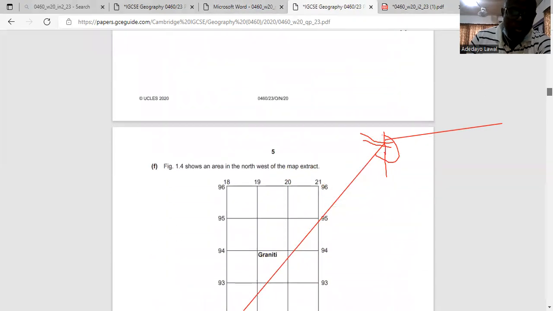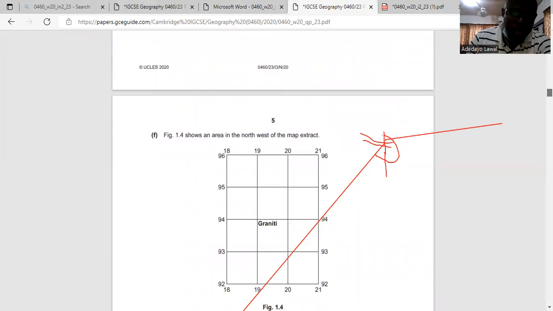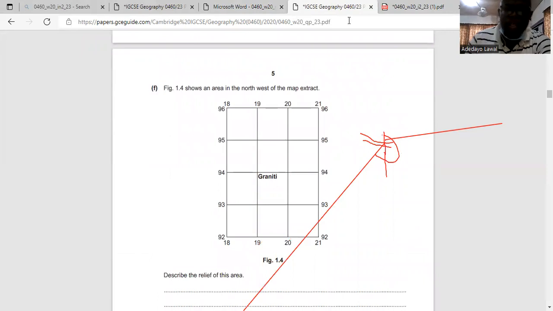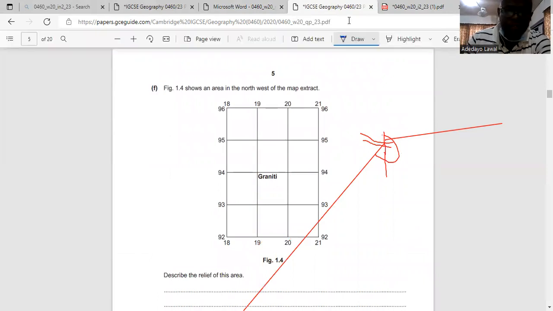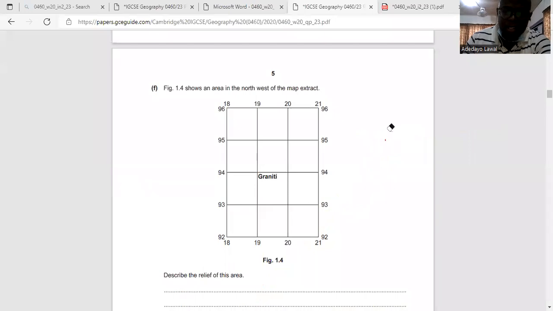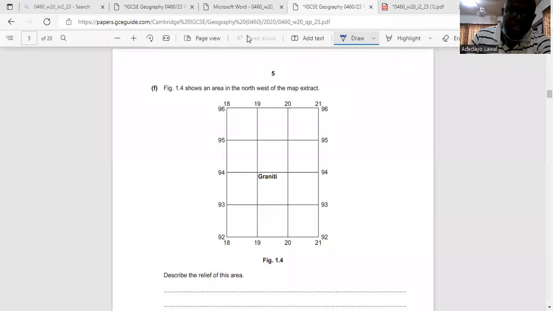Now, show an area in the northwest of the map extract. They want you to describe the relief. Now, a relief is the landform, the elevation. When we talk relief, they want you to talk about whether the place is hilly or flat. Is the place rugged, as in a lot of mountains that are rugged? That's what they also call topography.